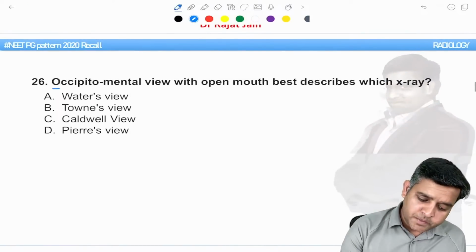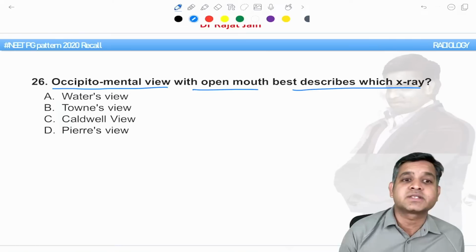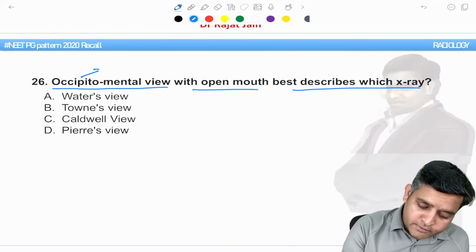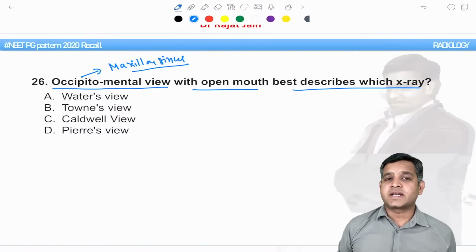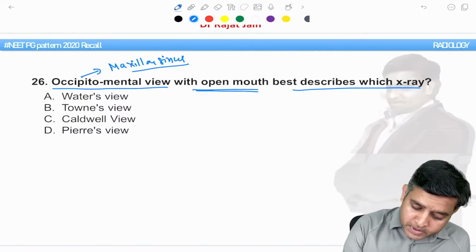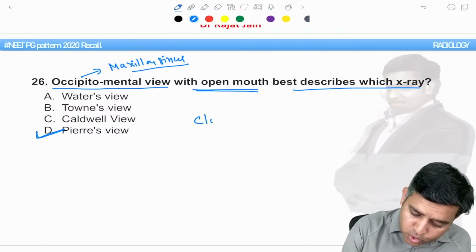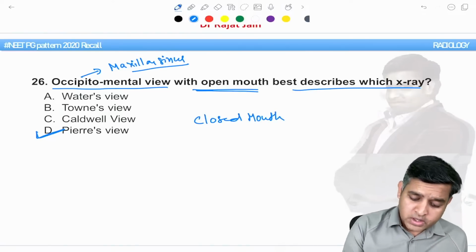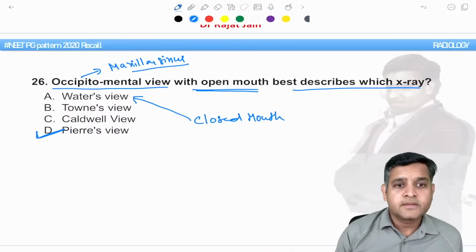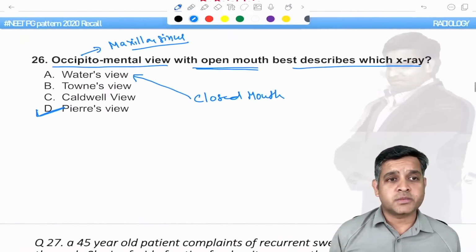26. Occipitomental view with open mouth best describes which X-ray? Occipitomental view is when the maxillary sinus is seen. When it is with open mouth, this is called the Pierce view. When it is with closed mouth, I would call it a Waters view. So that is question number 26.